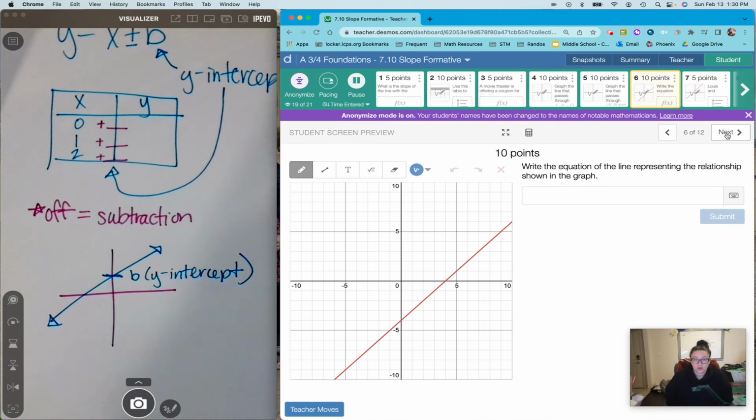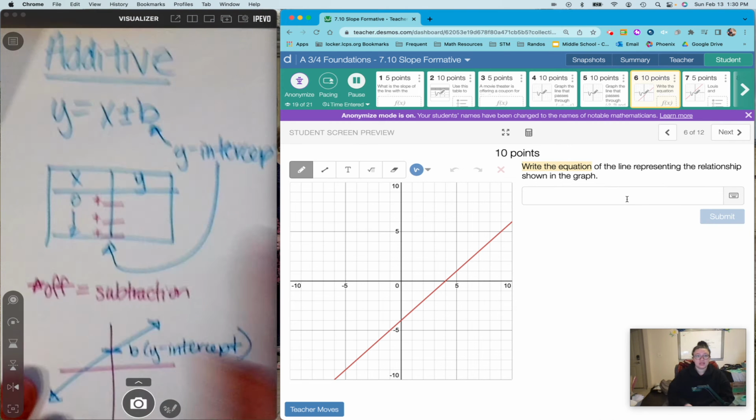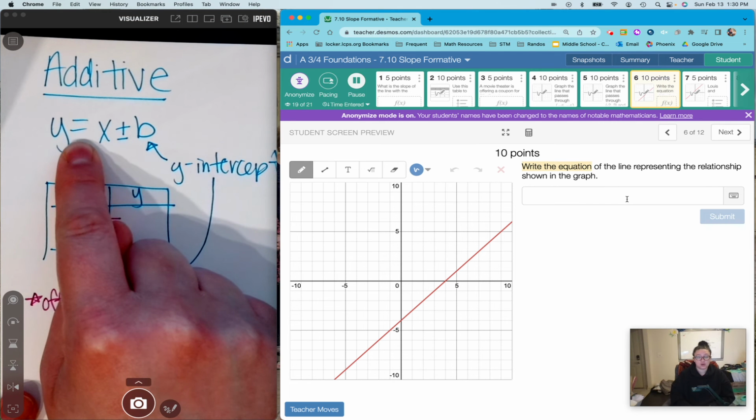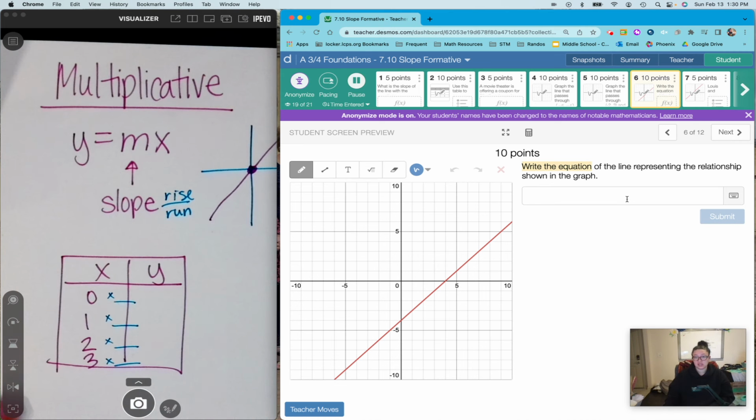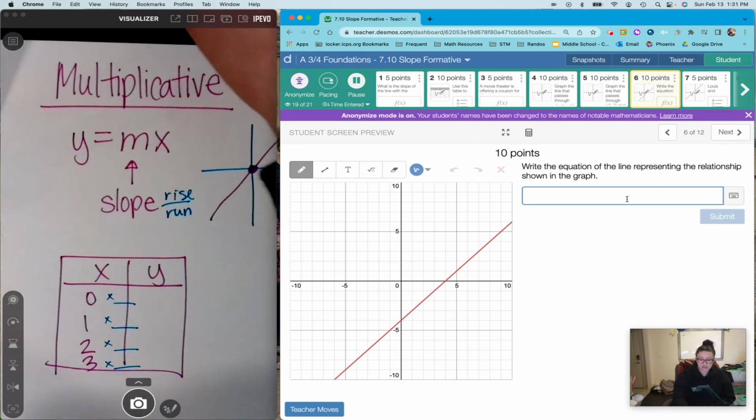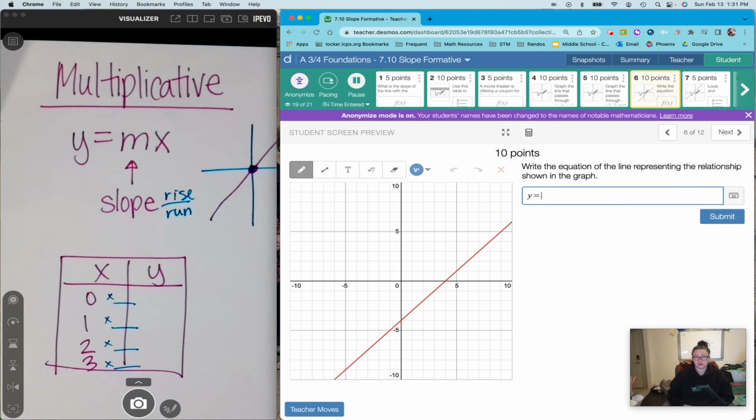Number 6, write the equation of the line representing the relationship shown in the graph. So again, people not reading, not slowing down and reading your test. Write an equation. Write an equation right off the bat. It does not matter if it's additive or multiplicative, it starts out y equals. If I need to write an equation, the first thing I need is y equals. And I have to think, is it additive or multiplicative?